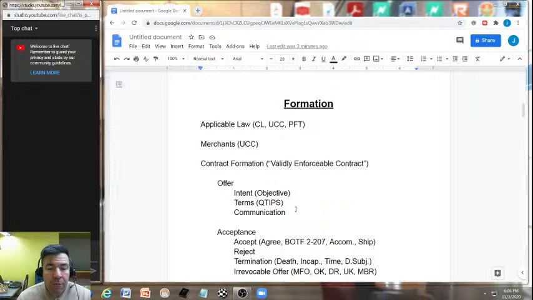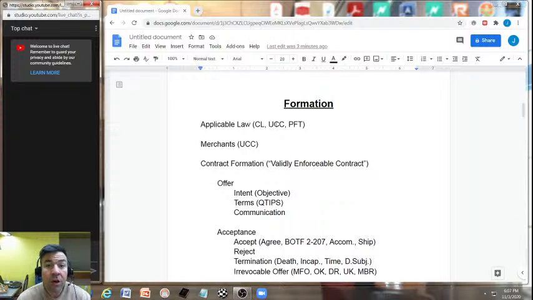Formation. Formation in contracts begins with the applicable law. We look to see whether a contract is governed by the common law, in which case the contract would concern services, the sale of an interest in land, or intellectual property. Now we ask ourselves, if that's not there, is the contract governed by the Uniform Commercial Code?